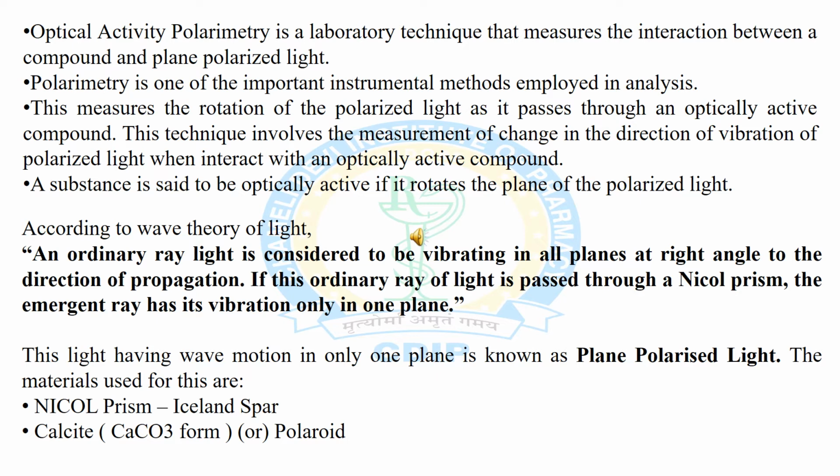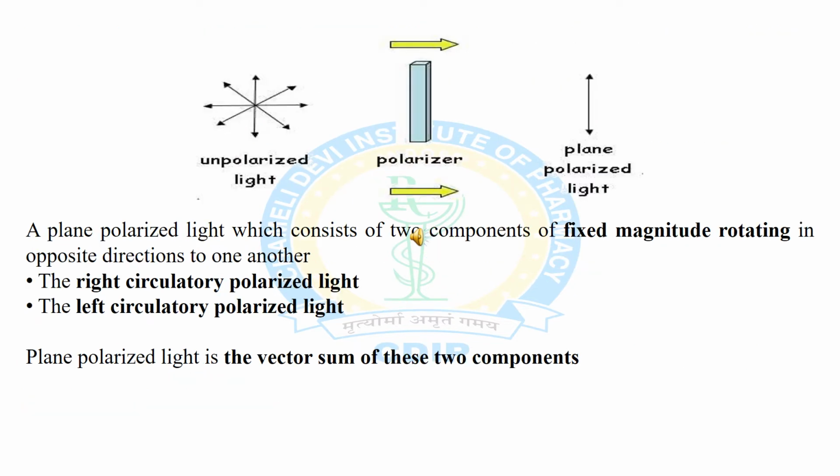This light, having the wave motion only in one plane, is known as plane polarized light. To get plane polarized light from ordinary light, it can be passed through a Nicol prism, calcite or Polaroid. As shown in the figure, the normal or unpolarized light, when passed through a Nicol prism or polarizer, gets converted into plane polarized light that is vibrating only in a single plane, whereas the ordinary light is vibrating in all planes.